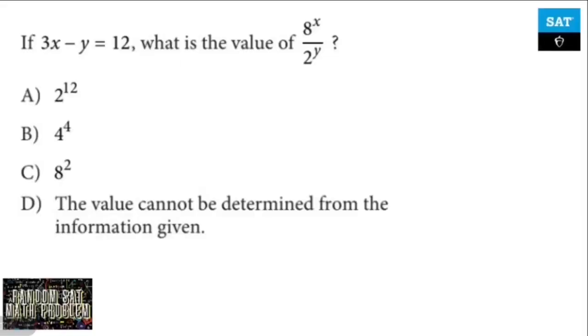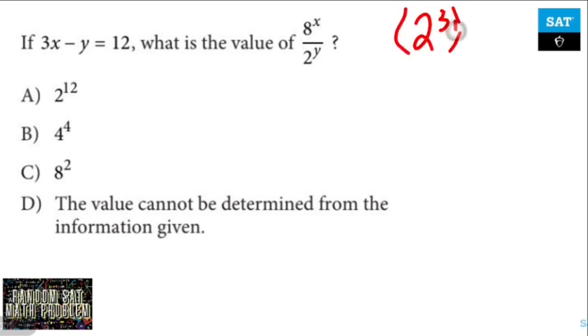If 3x minus y equals 12, what is the value of 8 to the x over 2 to the y? Whenever you see two equations that don't really look like they belong together, there's got to be a reason why one leads you to another. So I'm looking at this guy here. I got 8 to the x, 2 to the y. I'm going to write that 8 as something with a power of 2 because I can. 8 can be written as 2 to the third.